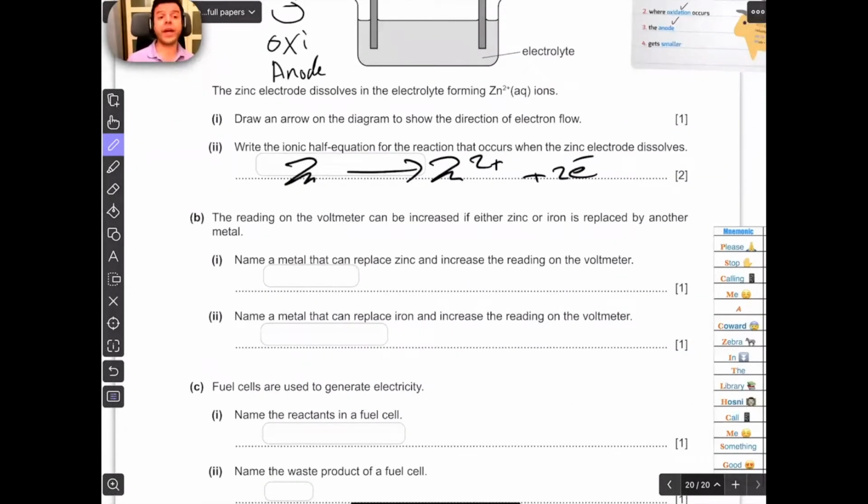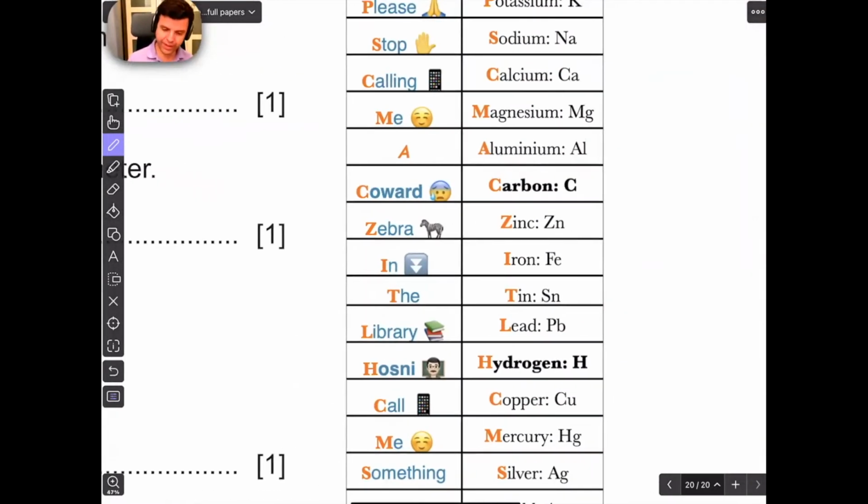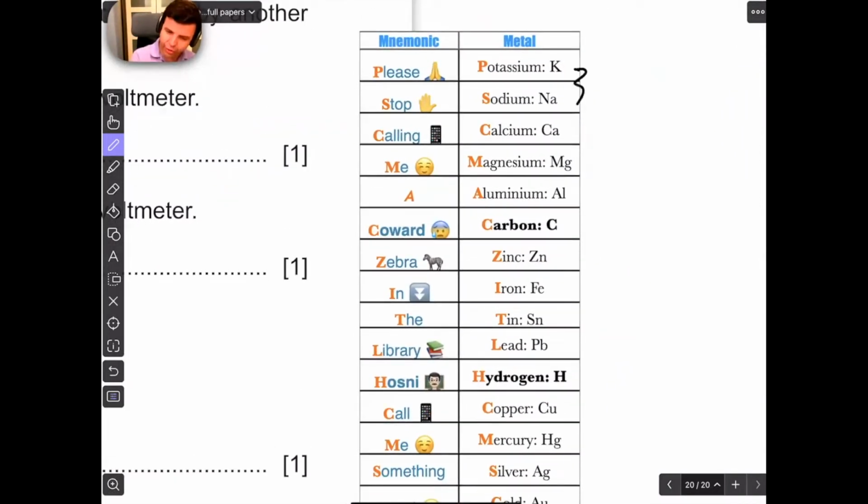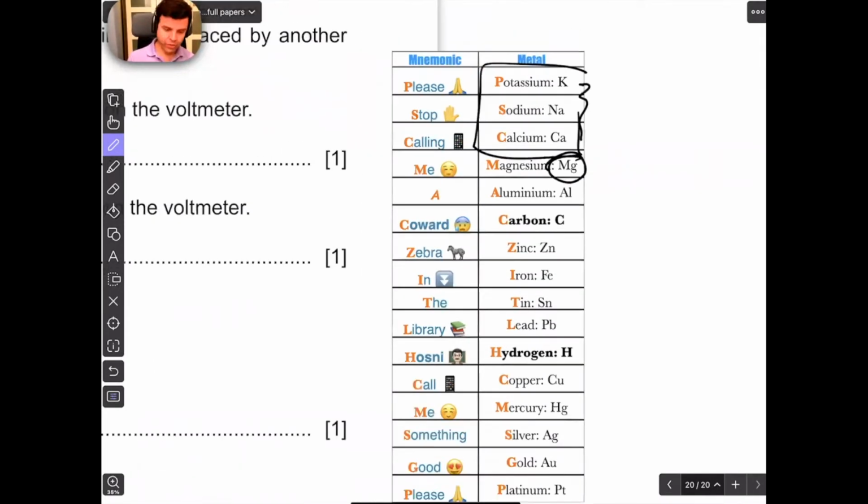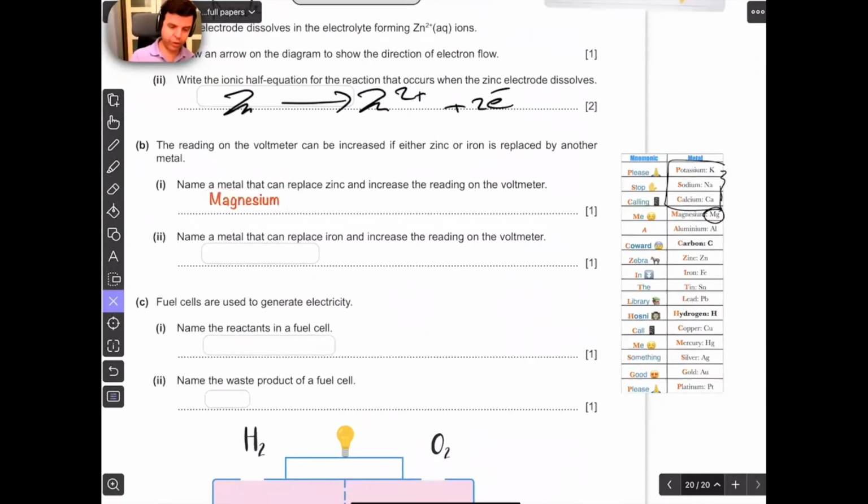Name a metal that can replace zinc to increase the voltage in this. I have zinc here. What metal would I choose to increase the voltage? The higher, the better, right? The higher the metal, the better. But I can't choose those three, right? Why can't I choose those three? They're way too reactive, right? So the best metal to choose to give you the highest possible voltage is going to be magnesium. So I'll say use magnesium.